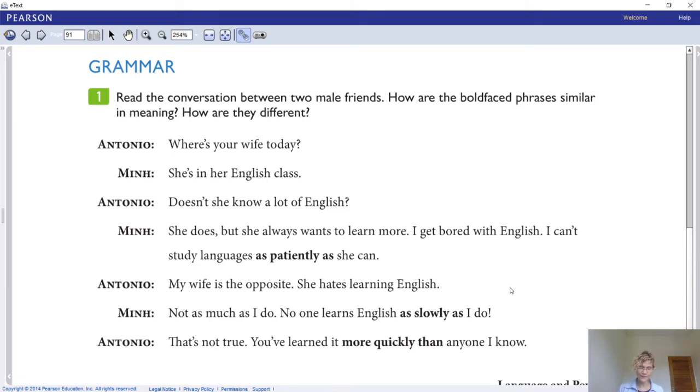Where's your wife today? Oh, she's in her English class. Doesn't she know a lot of English? She does, but she always wants to learn more. I get bored with English. I can't study languages as patiently as she can. My wife is the opposite. She hates learning English. Not as much as I do. No one learns English as slowly as I do. That's not true. You've learned it more quickly than anyone I know.